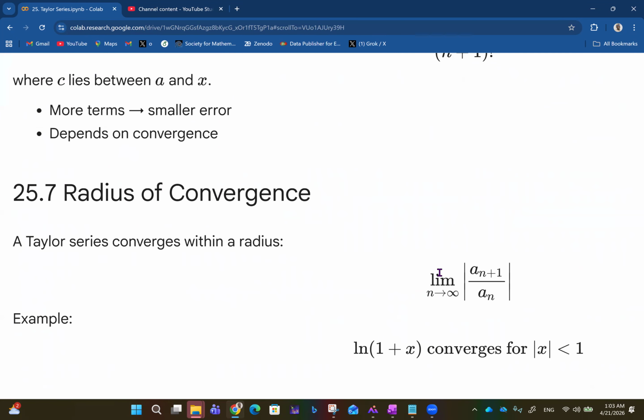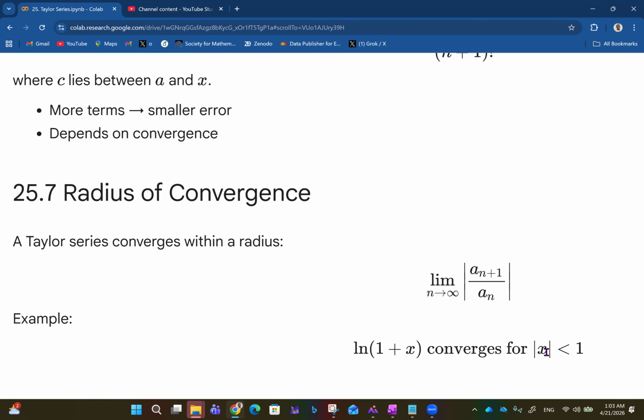So Taylor series converges within a radius given as the limit as n approaches infinity of the absolute value of a_(n+1) over a_n. The example, ln(1+x) converges for absolute value of x less than 1, for instance. Since we have now turned it into an expression, maybe I can even do that. Let me do the radius of convergence so you can understand why the radius of convergence is like that. So in this case now, I want to find the radius of convergence.